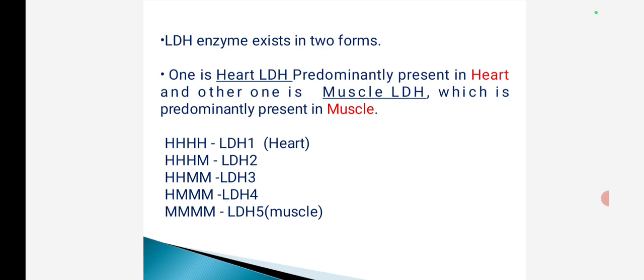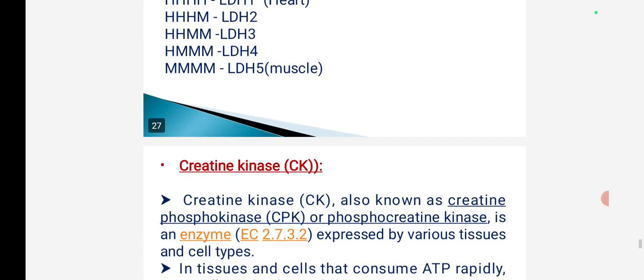Four H's, HHHH, is LDH1, which is present in heart. HHHM is LDH2, HHMM is LDH3, HMMM is LDH4, and four M's is LDH5, especially present in muscle.